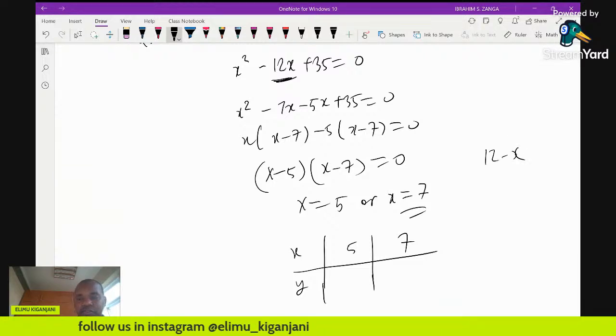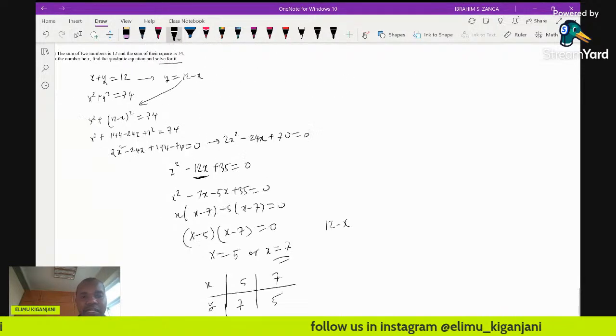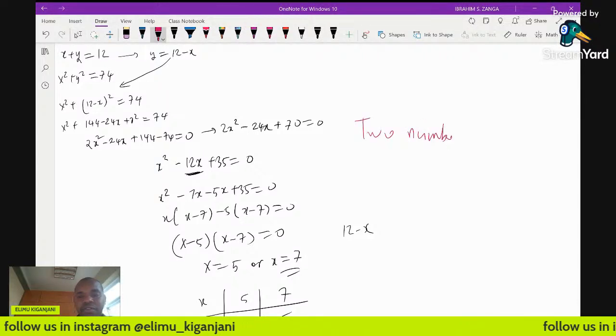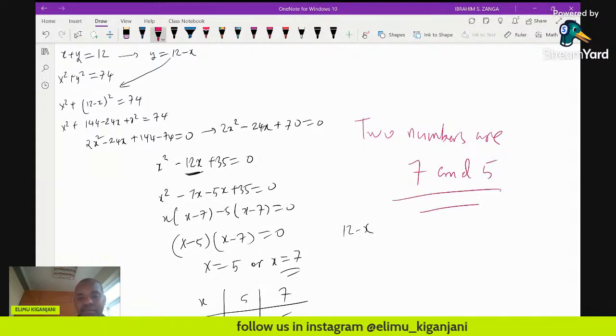Having x being 5 or 7, the value of y is automatically 12 minus x. So you have 12 minus 5 is 7, and 12 minus 7 is 5. So the two numbers are 7 and 5, dear students.